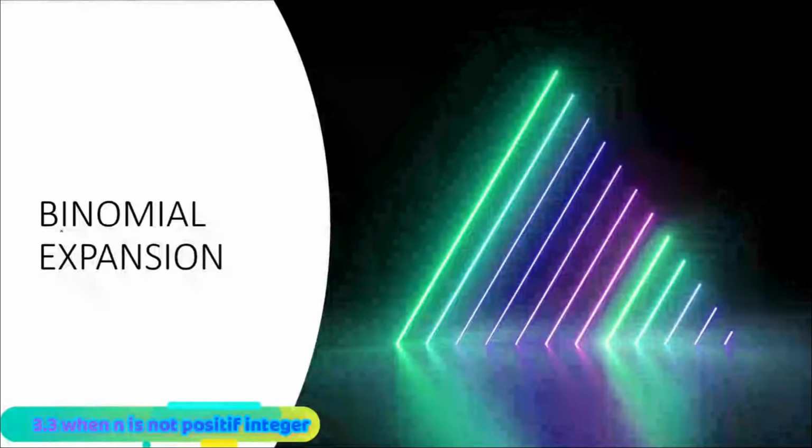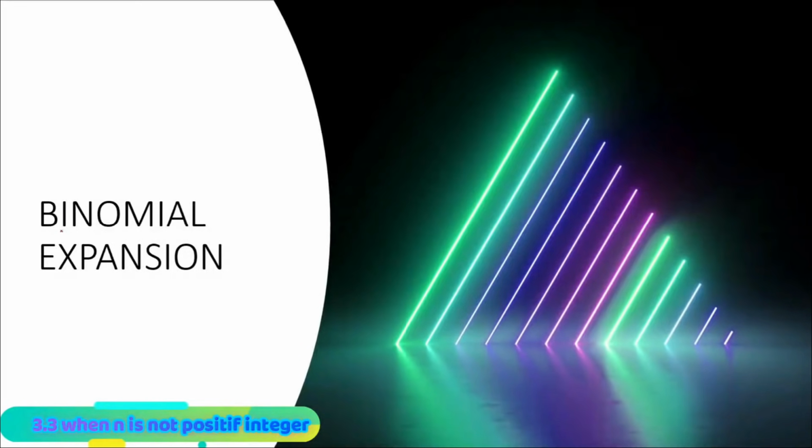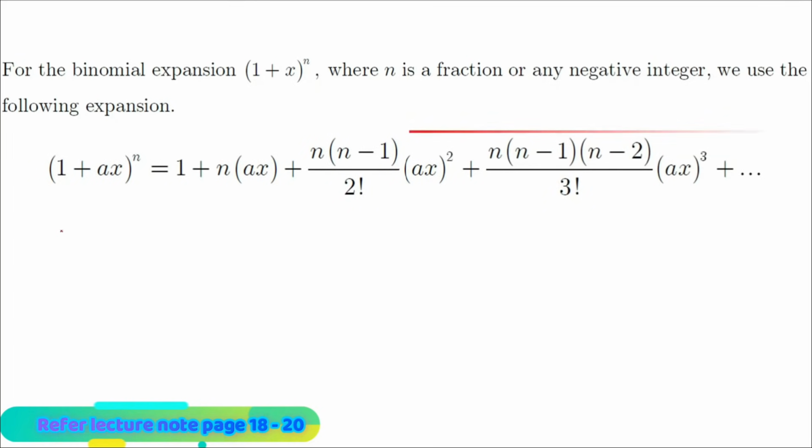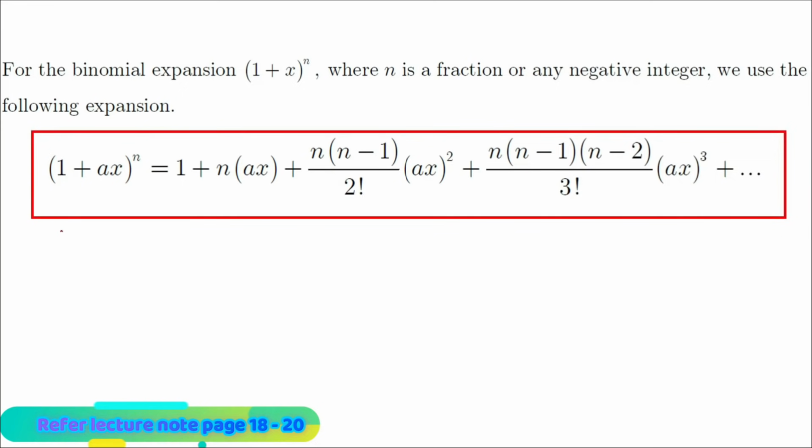Hi. Now we are still in the second subtopic for chapter 3, which is binomial expansion. This time, we have the binomial expansion formula for 1 plus x to the power n, where n is a fraction or a negative integer, which is (1 plus ax) to the power n equals 1 plus n ax plus n times (n minus 1) over 2 factorial times (ax) squared plus n times (n minus 1) times (n minus 2) over 3 factorial times (ax) to the power 3.